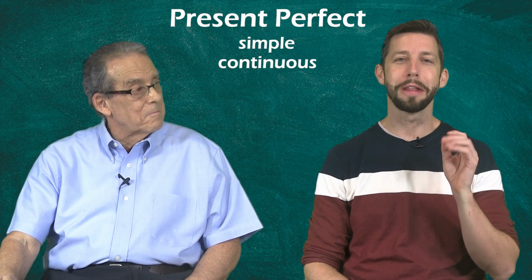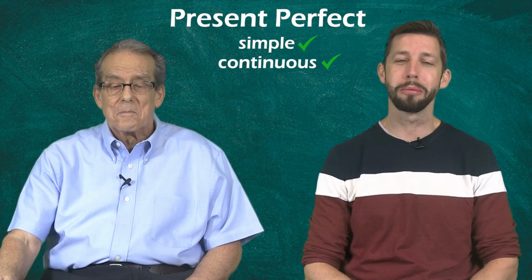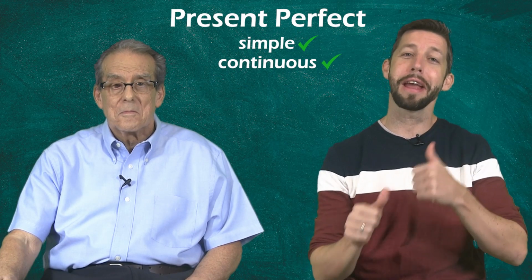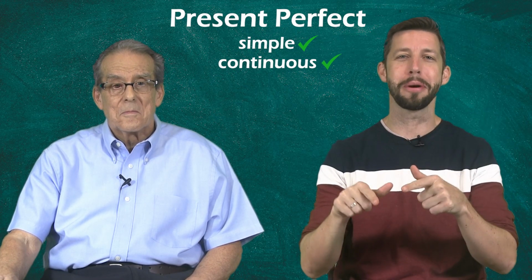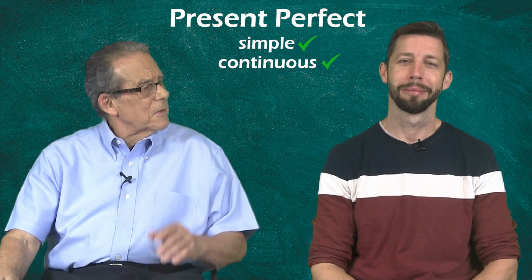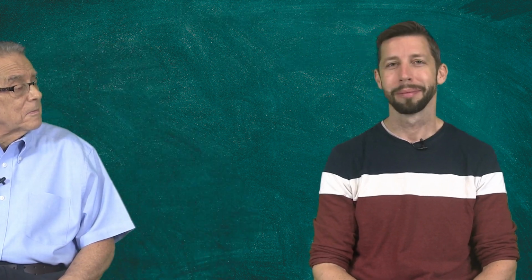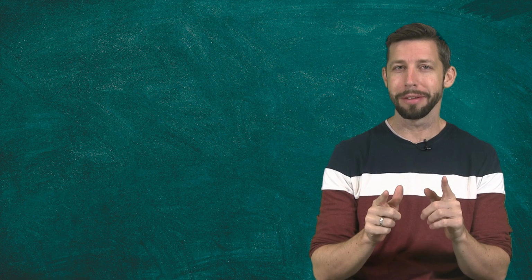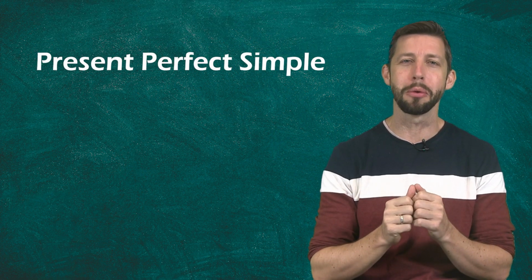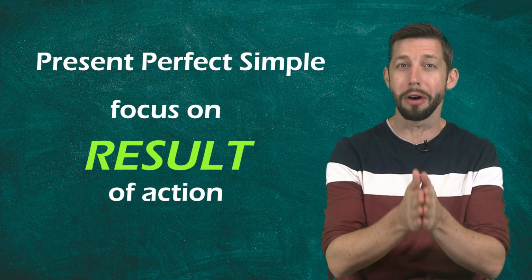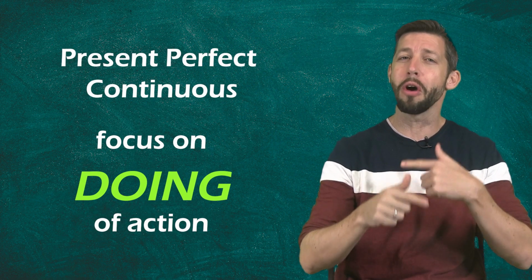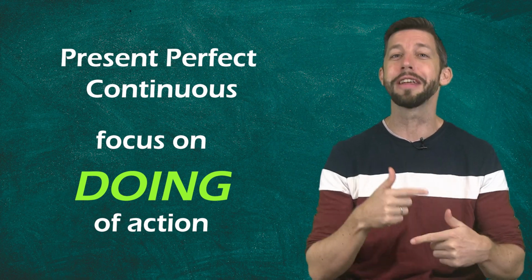We use both the simple and continuous forms of the present perfect to connect past actions with the present. But how are they different and when should we use them? The most important difference is that the present perfect simple focuses on the result of an action, while the present perfect continuous focuses on the doing of the action itself.